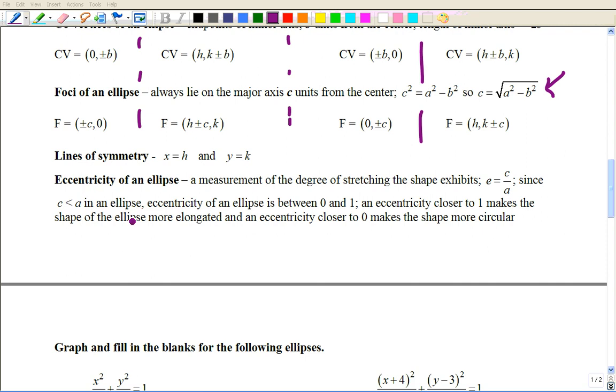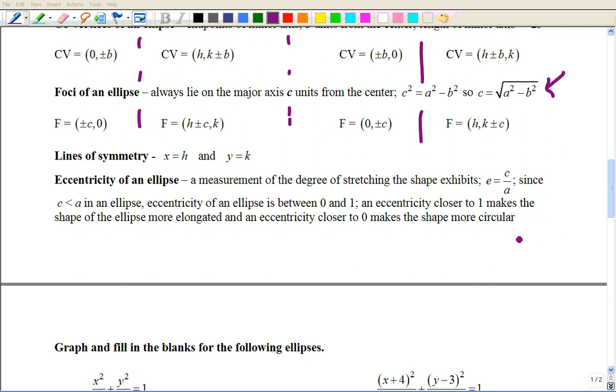We also have the eccentricity of an ellipse, which is just telling you how much this ellipse is being stretched as far as how it is related to a circle. And the formula for that will be c divided by a. Since c is less than a in an ellipse, remember c would be from the center to a foci, but a would be from the center all the way past the foci out to the vertex. So c is always going to be less than a in an ellipse. So e, the eccentricity, will always be between 0 and 1. An eccentricity closer to 1 makes it more elongated, and closer to 0 makes the shape more circular.